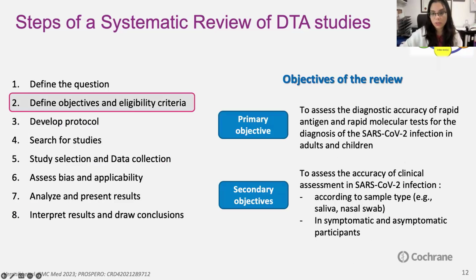And then the secondary objectives can provide more details to the review questions, such as exploring differences in accuracy between different groups, different subgroups, variations of the index test, variability in the reference standards that were used across studies, and so on. So here, for example, we used subgroup analysis according to sample type, and whether it was saliva, nasal swab, and so on. Or we also wanted to see what is the accuracy of the tests in symptomatic and asymptomatic participants.